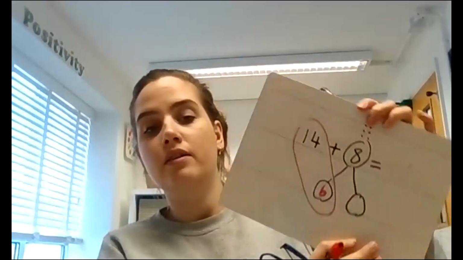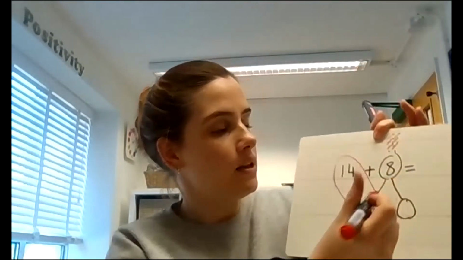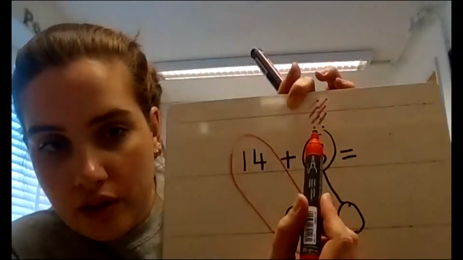So let's draw my 6 above my 8. Sorry, my 8 dots above my 8. Dearie me. Now it's Friday. And I've used up 6 already as part of my 8. So I'm going to cross off 6. 1, 2, 3, 4, 5, 6. I'm left with 2.